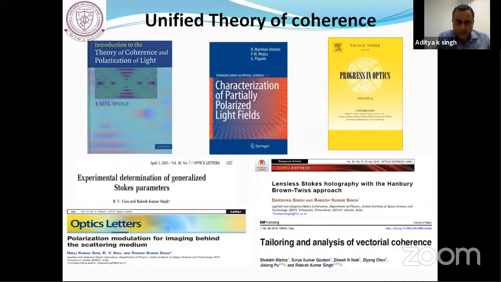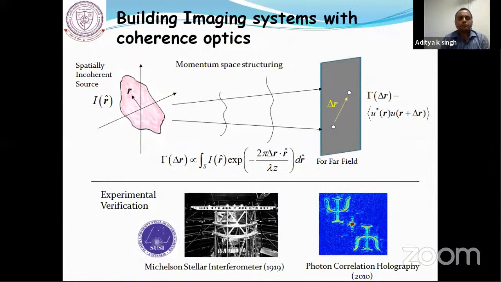This area is very interesting, particularly in both fundamental and applied domains. As I was mentioning, we have a technique we call lensless Stokes holography with a Hanbury-Brown twist approach. I will discuss Hanbury-Brown and then briefly tell how we can extend it to the polarization domain, because in the conventional Hanbury-Brown approach, people usually talk in the scalar context.